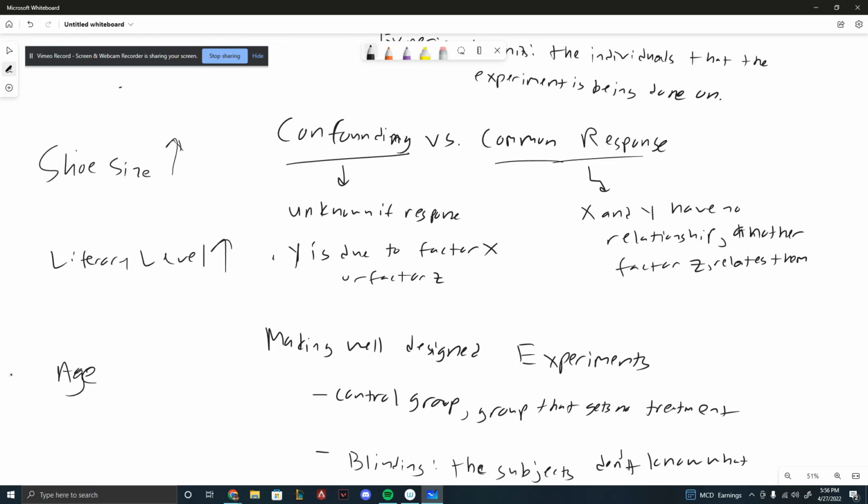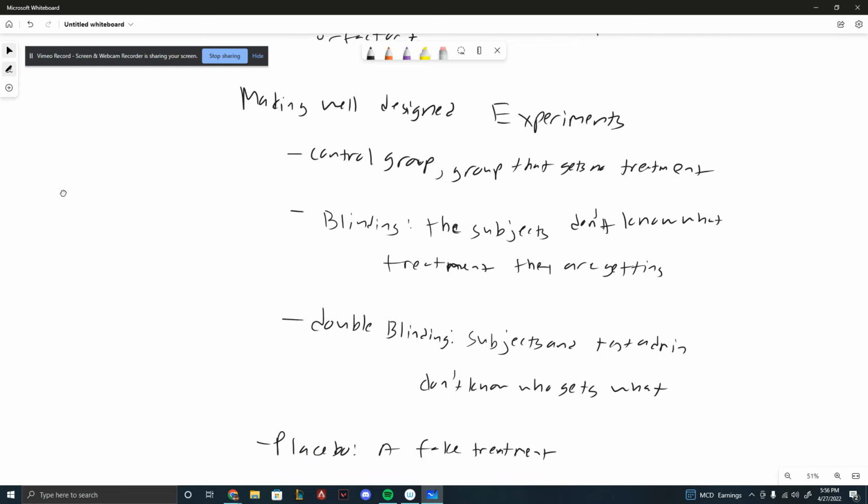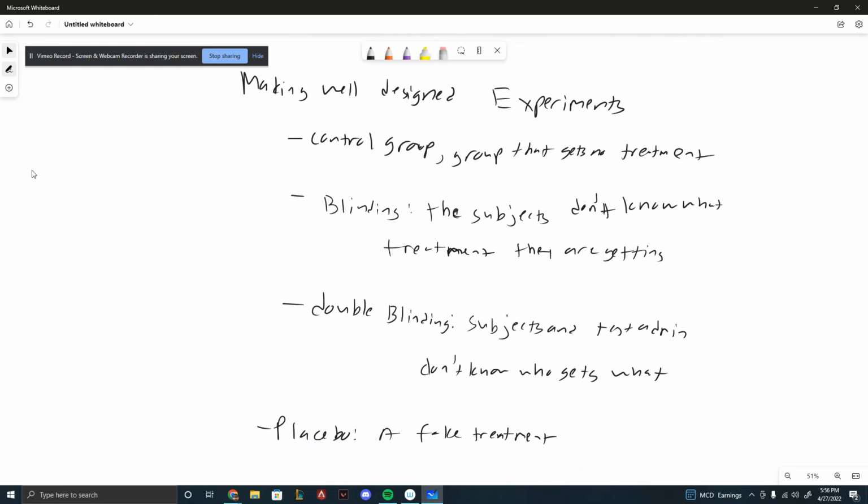So something like that. Now let's talk about making well-designed experiments and what they should entail. Each experiment should always entail a control group, so a group that gets no treatment. Let's say you were going to determine how a drug can impact diseases, you would have one group with the disease that does not get any medicine, maybe another group that gets some, and then another group that gets more, some stuff like that.